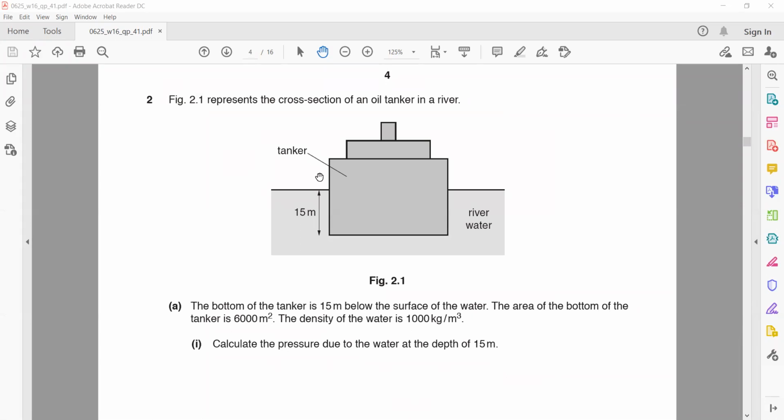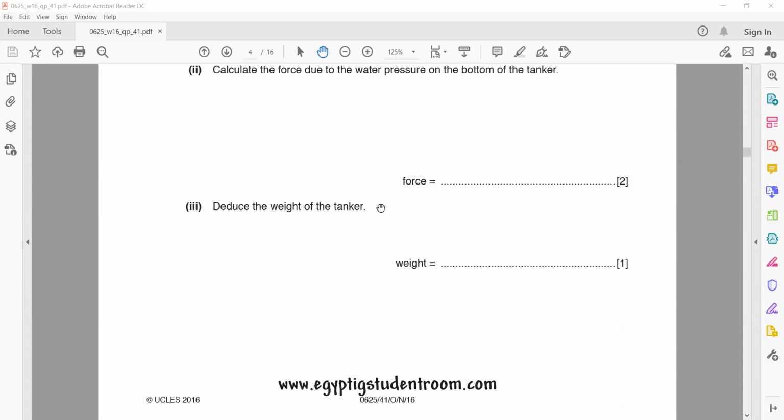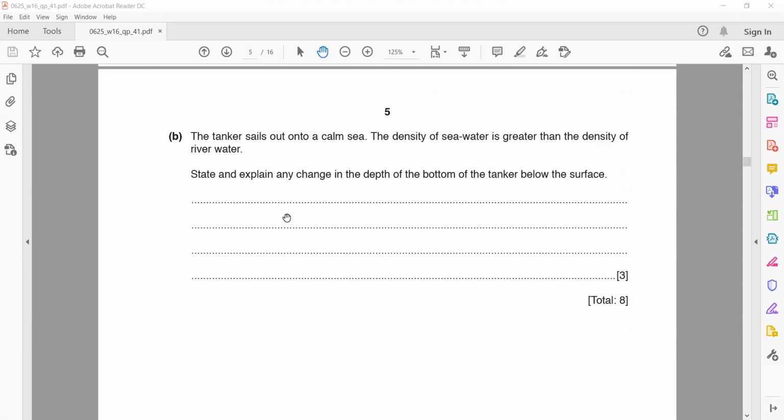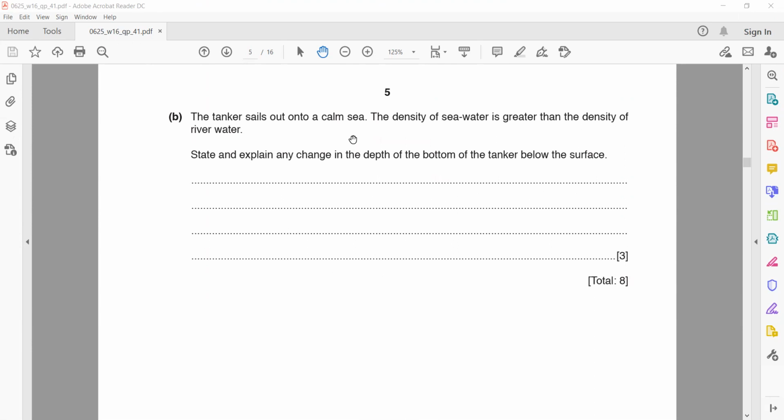Question number 2, part B. The tanker sails out onto a calm sea. The density of the sea water is greater than the density of the river water. State and explain any change in the depth of the bottom of the tanker below the surface.